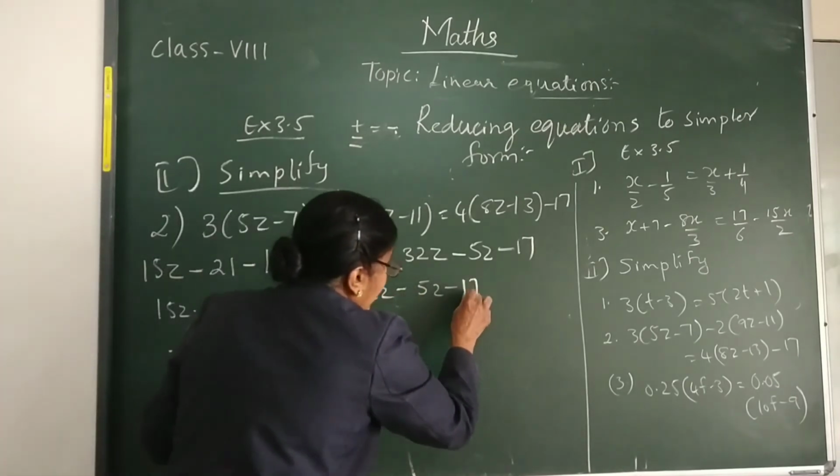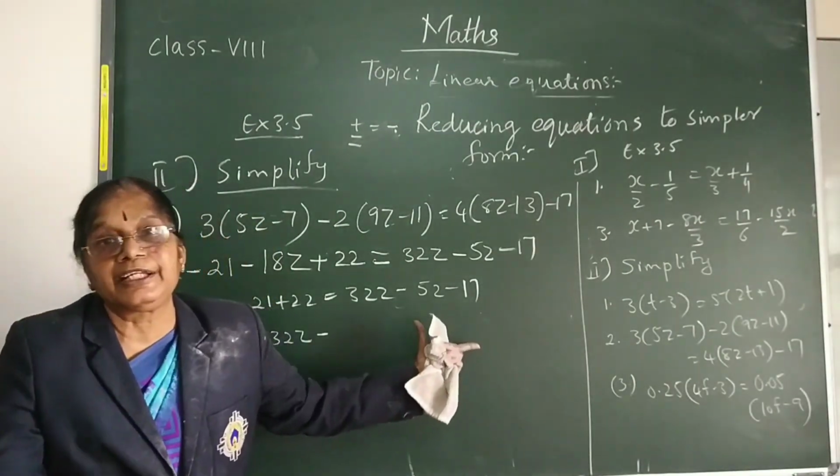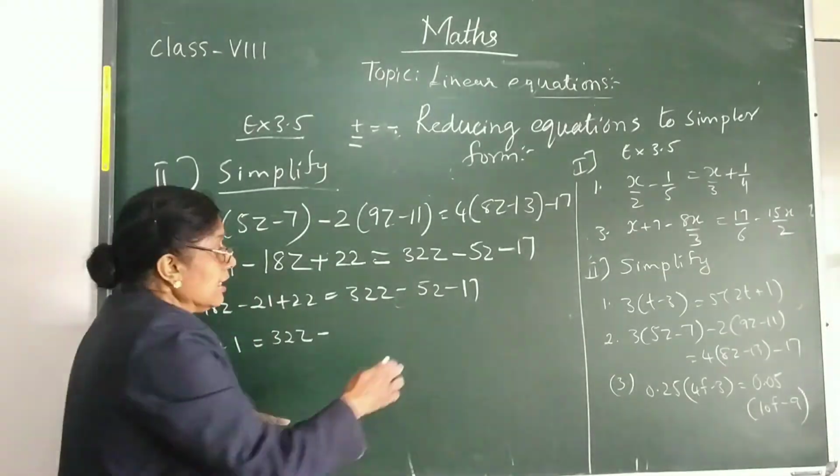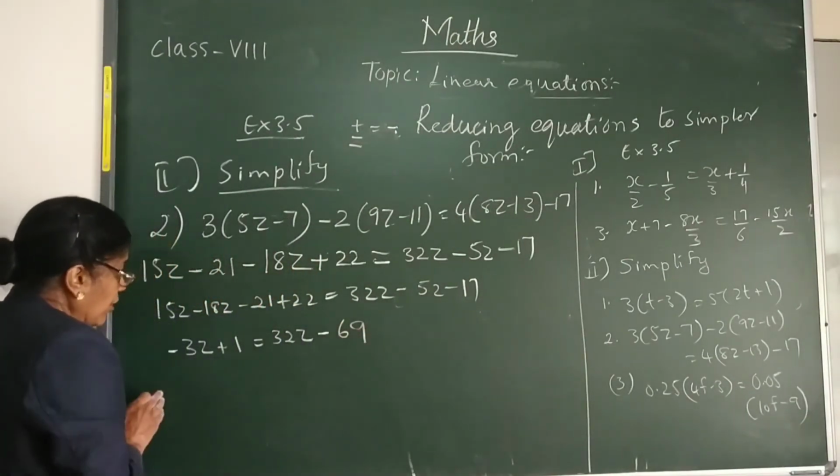Keep in mind when two negative numbers come together, we have to add and keep the negative sign. A very important rule. So 7 plus 2 is 9, 5 plus 1 is 6. So I got this. Now what are we going to do?